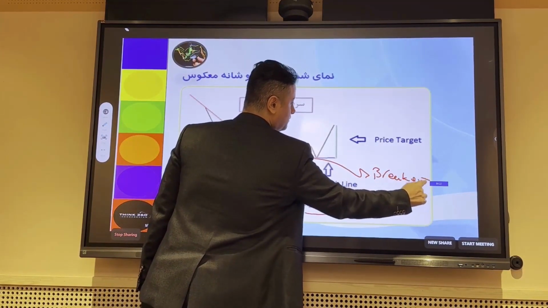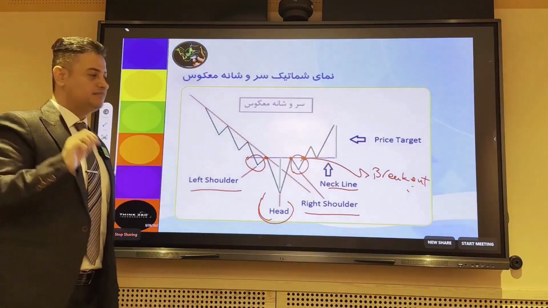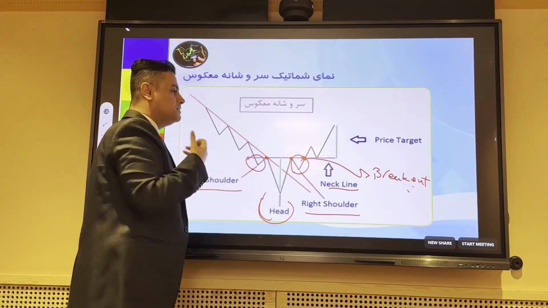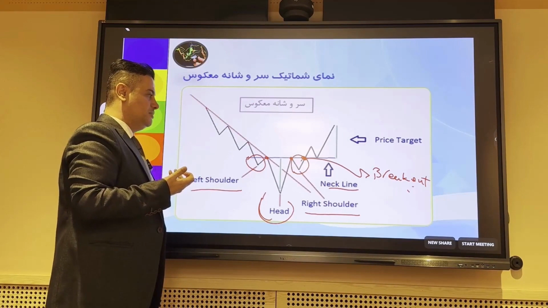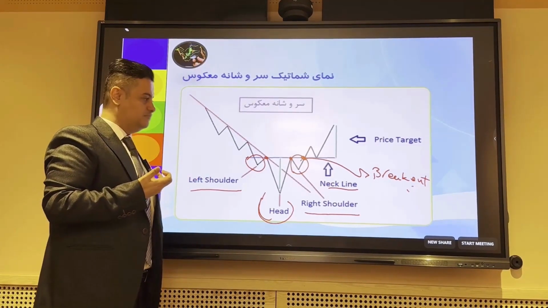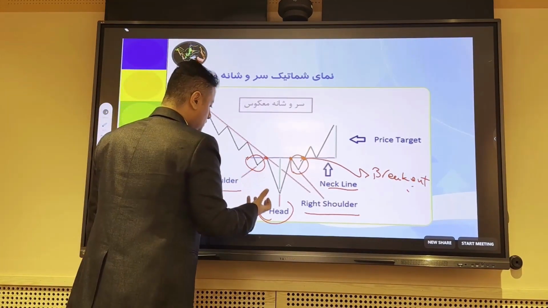And this point is important for us. It's a point where we need to make sure that this inverse head and shoulders pattern has formed, is complete, and now it should show me its target. Well, I have drawn this pattern.